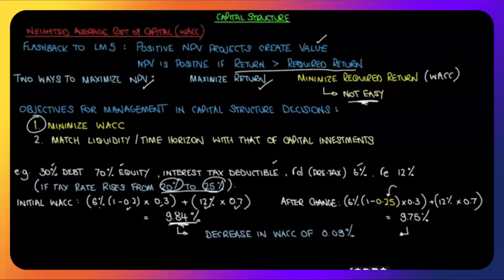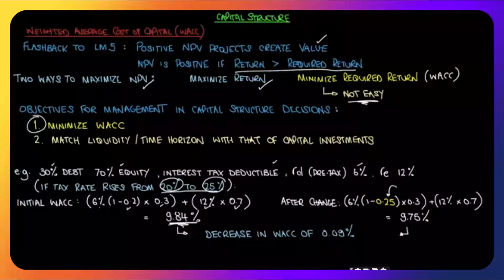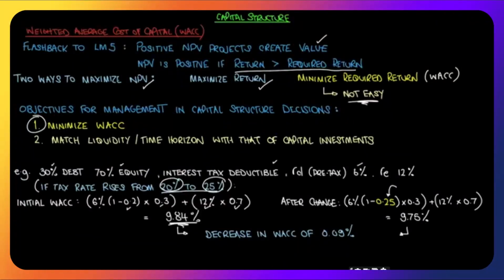There's your difference. And we mentioned this earlier. We have an increase in the tax rate here. It will reduce your after-tax cost of debt. It has therefore reduced your WACC down to 9.75%, a decrease in the WACC of 0.09%. Your WACC has moved due to outside factors.